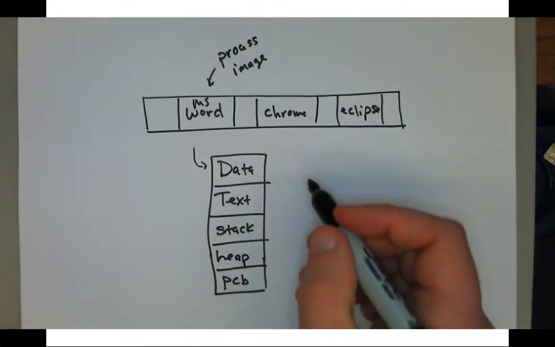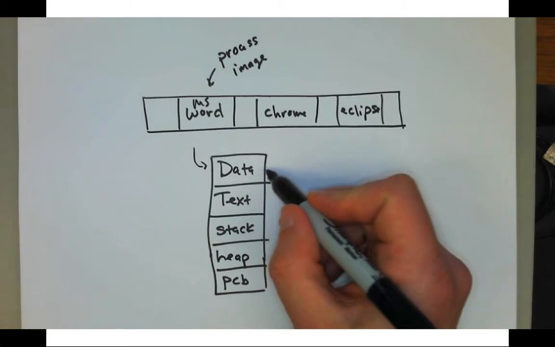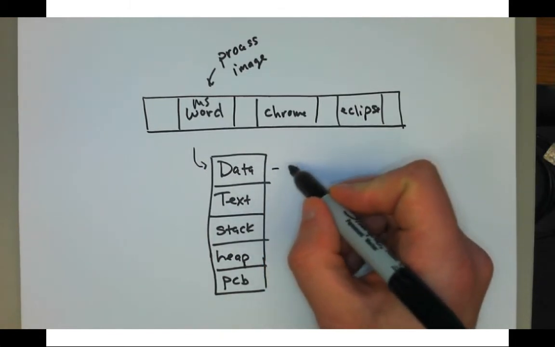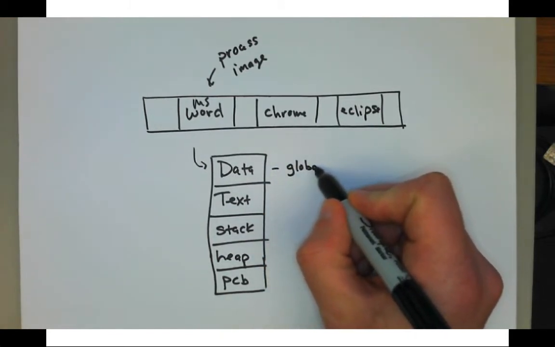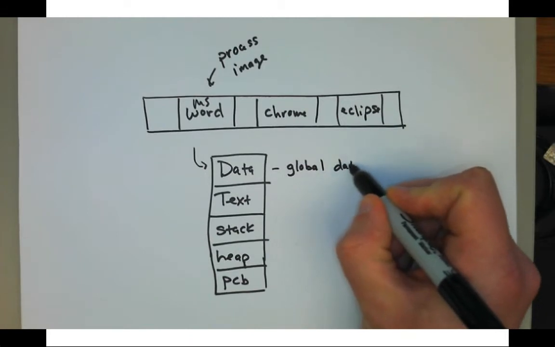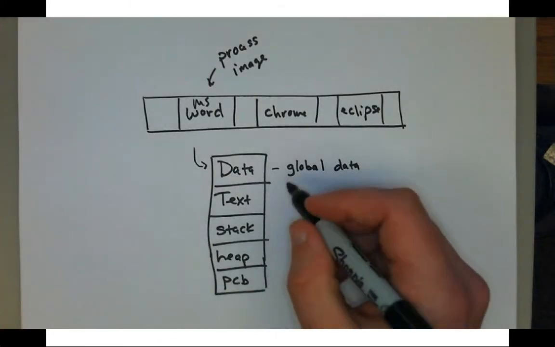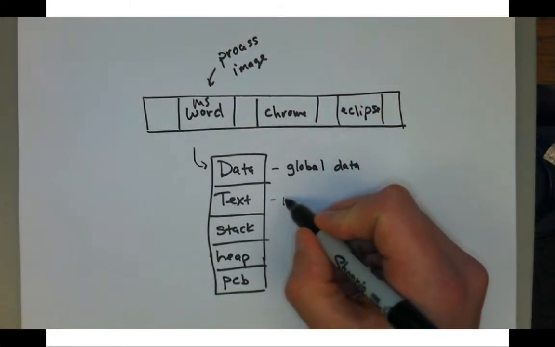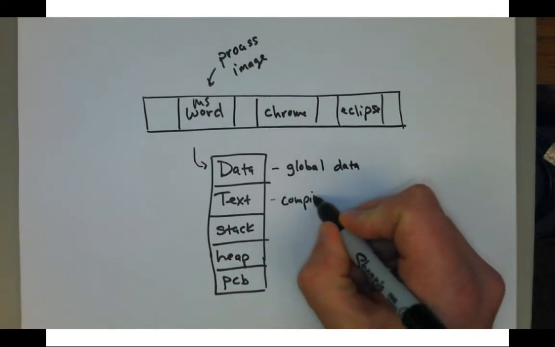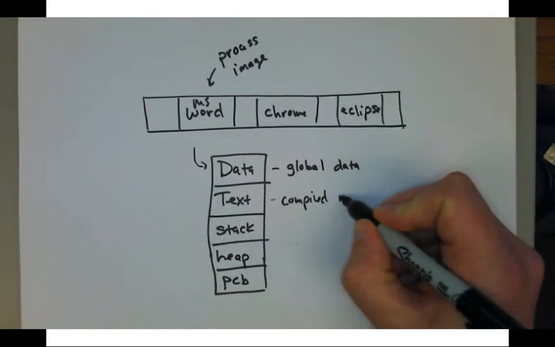Okay, so let's look at these sections here. The data section of your process image, that's where all of your global data lives. Okay, so global data, remember, is available for the lifetime of the program. So when your process image starts, room is set aside for all your global data right in the data section. The text section of a process image, this is where the compiled machine instructions live.